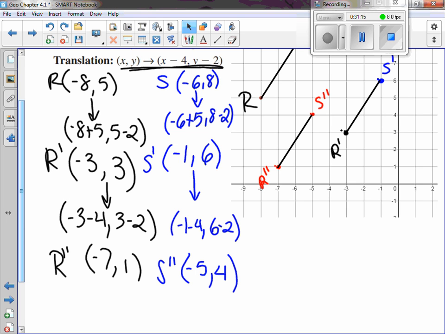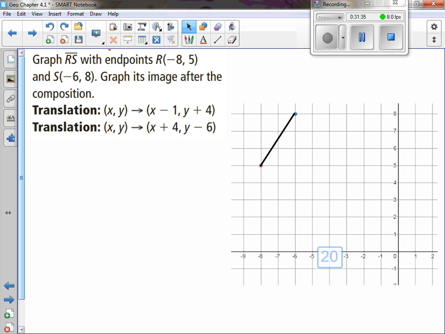Questions on this here? And yes, the homework is going to want both lines. It's going to ask for both. Any questions on any of this here? Let's look at another one.